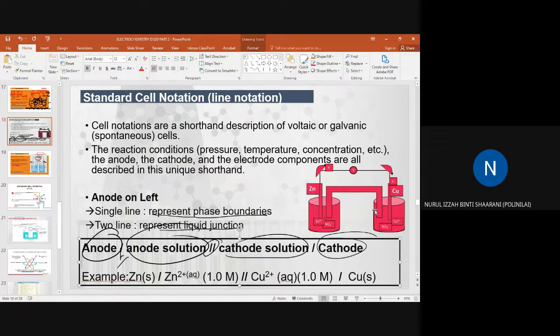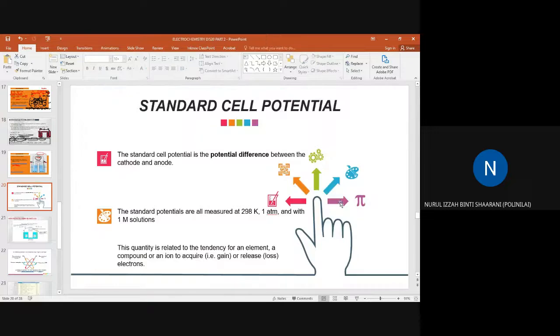Okay, so next we move to the standard cell potential. The standard cell potential is the potential difference between the cathode and also anode, so maximum potential difference, ataupun maximum cell potential yang terhasil between electrode anode and also cathode. The standard cell potential is measured at 298 Kelvin, 1 atm and with 1 molar solution. So this is the standard condition lah kita panggil.